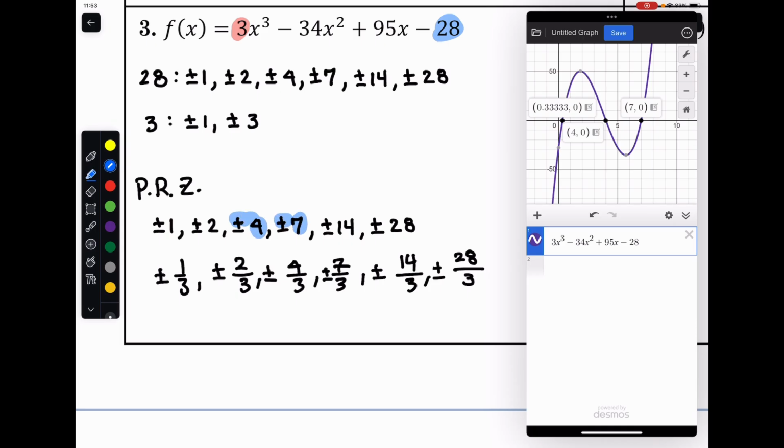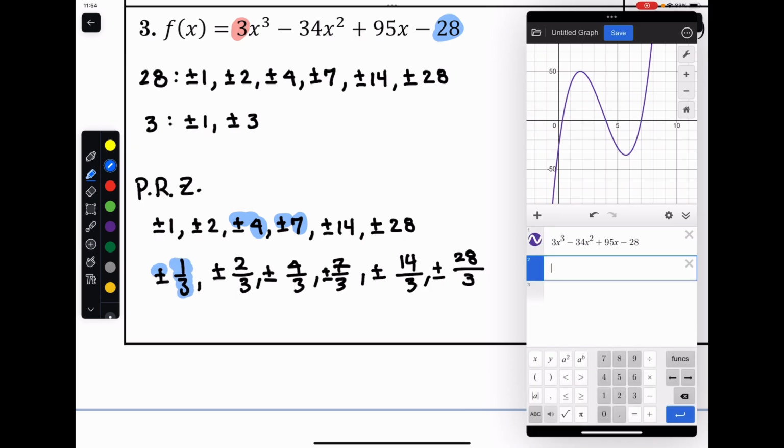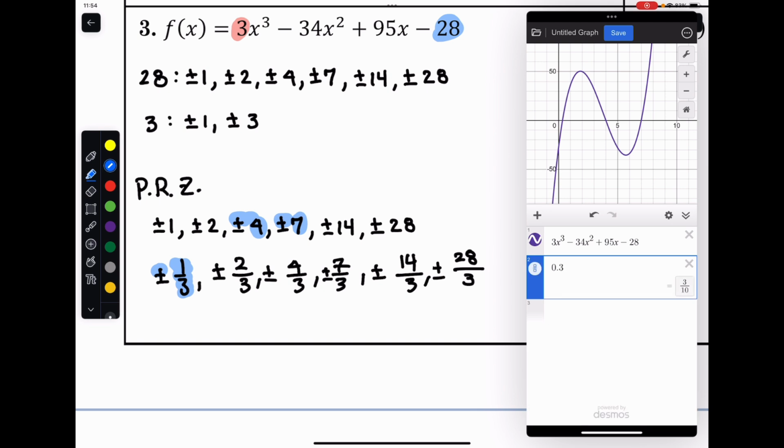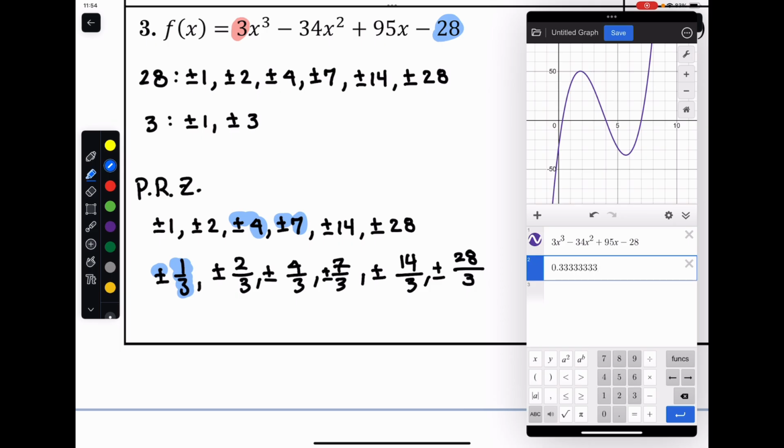But we have this decimal value of 0.333333. Well, that's the fraction of 1 over 3, which again is on that list. So if I convert that into a fraction using decimals, there it is. Okay, I get the fraction of 1 over 3. So there you have it.